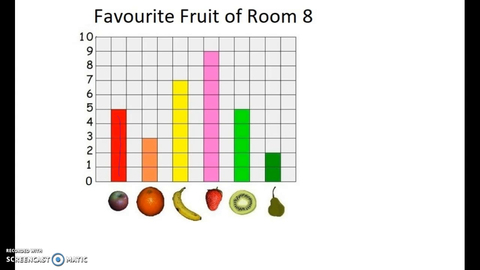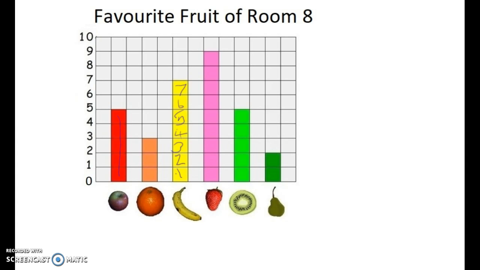Today, I would like to look at the difference between the number of people who like oranges and the number of people who like bananas. The first thing you need to do is work out how many people voted for each fruit. So if we look at the banana, there's two ways we can do this. We can count the squares, 1, 2, 3, 4, 5, 6, 7, to work out that 7 people voted for banana as their favourite fruit.